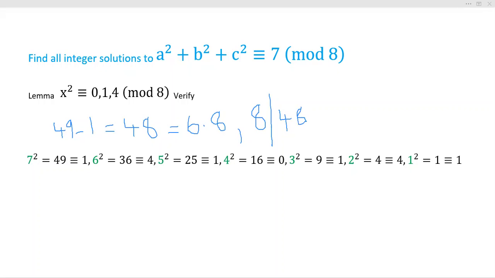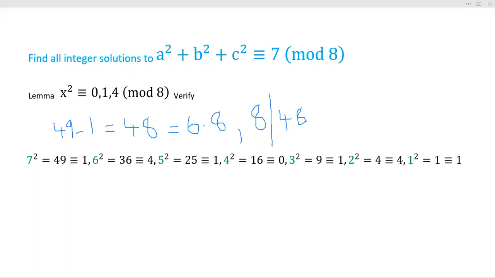I'm not going to go through all that arithmetic, but if you go all the way across here, you can see your only remainders are 1, 4. Here's 1 repeating. 0, 16 is divisible by 8, obviously, with a remainder of 0. 9 also has a remainder of 1 upon division by 8. 4, all the way out. So these are the only possibilities, 0, 1, and 4.